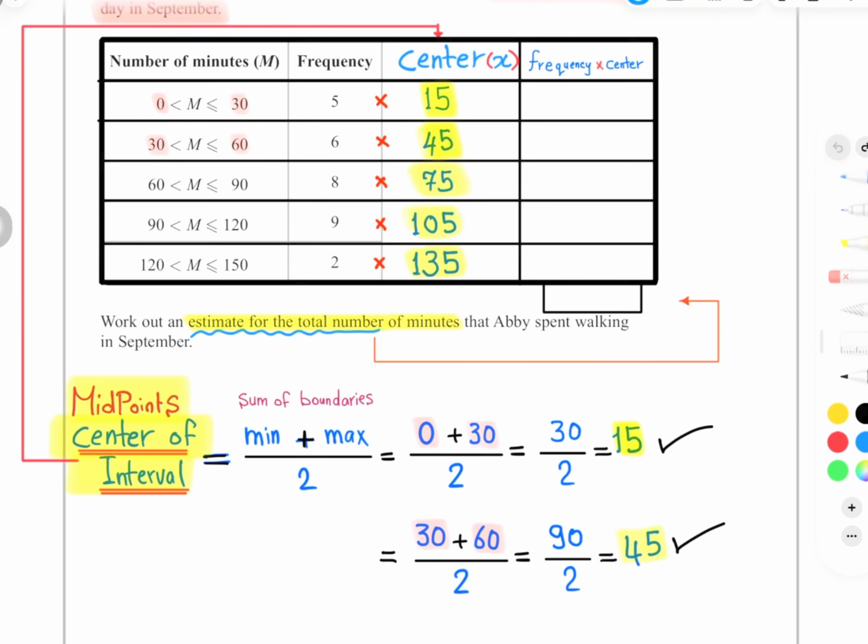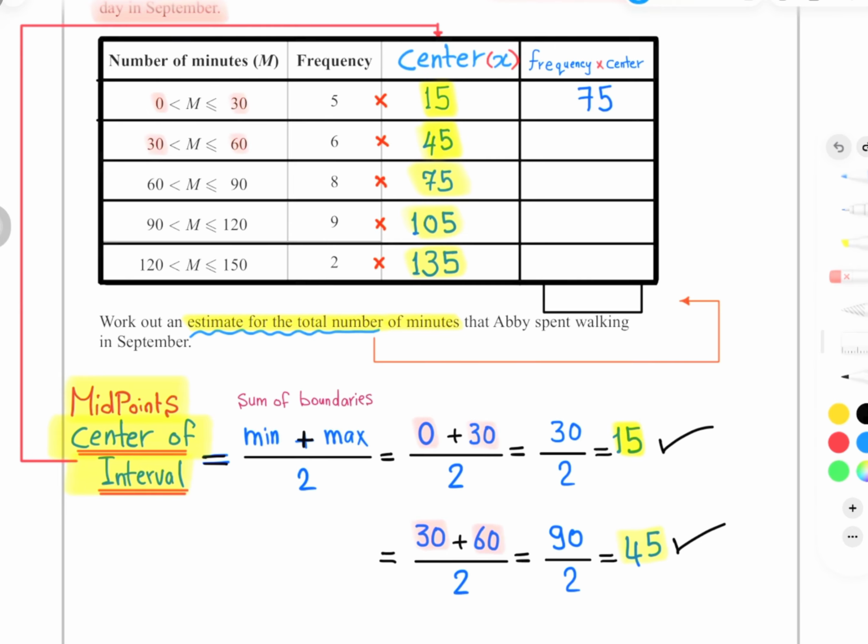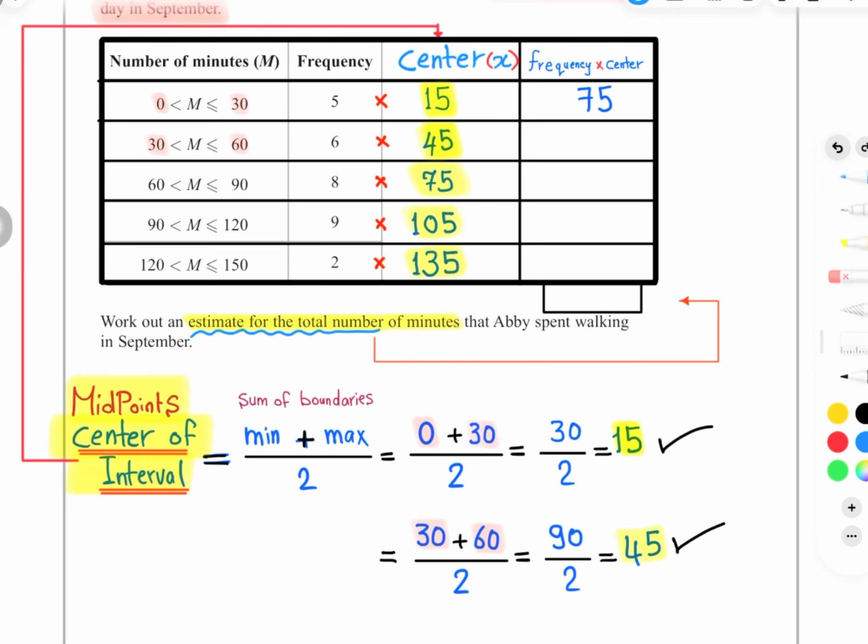This gives us an estimate of the total minutes for each group. For example, first we will multiply 15 by 5, which is 75. And then 45 times 6, which is 270. And then 75 times 8, which is 600. And then 105 times 9, which is 945. And then 135 times 2, which is 270. So this column is called F times X, which is frequency times midpoint column.